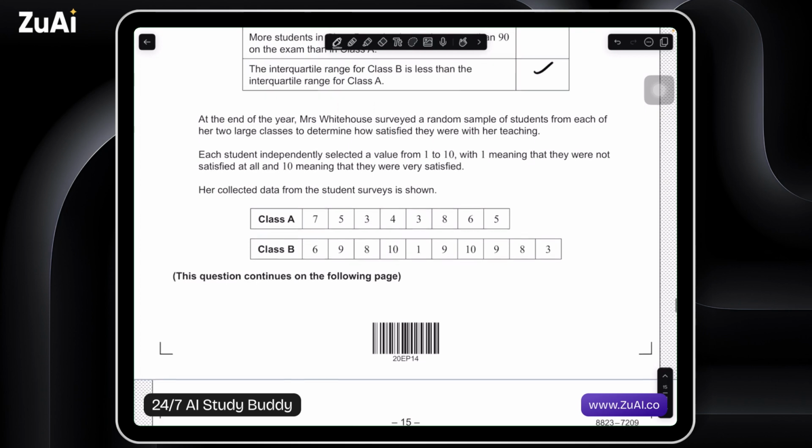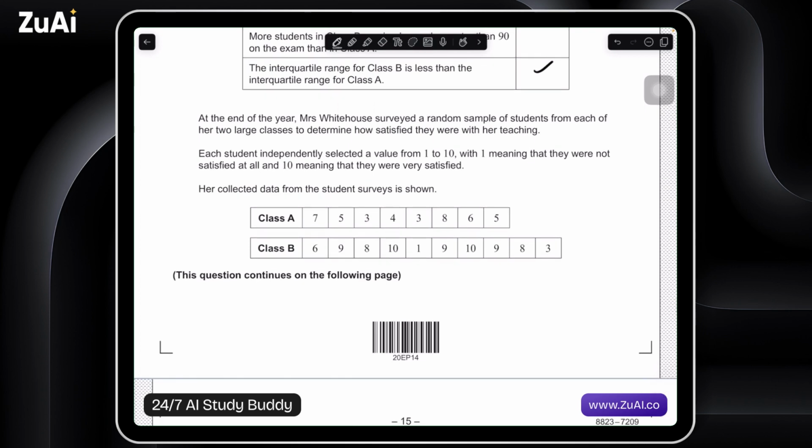At the end of the year, Miss Whitehouse surveyed a random sample of students from each of her two large classes to determine how satisfied they were with her teaching.